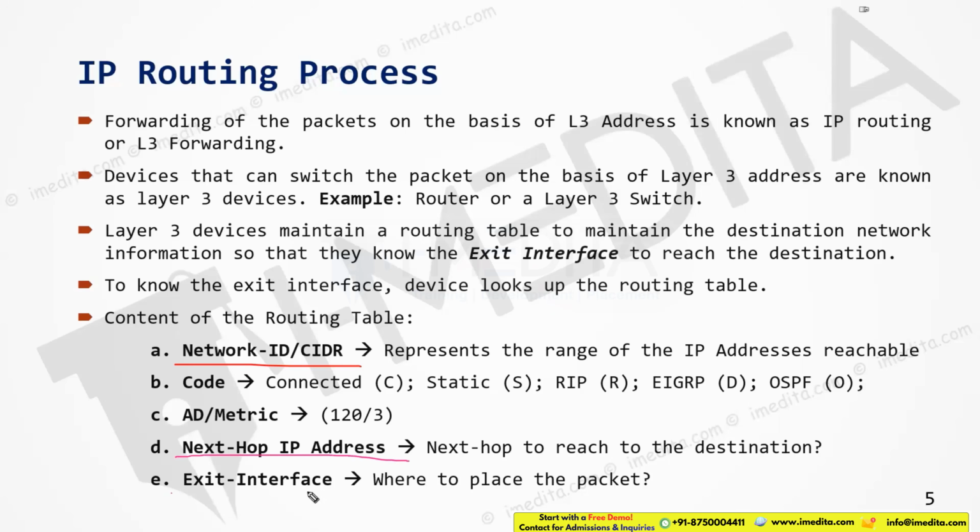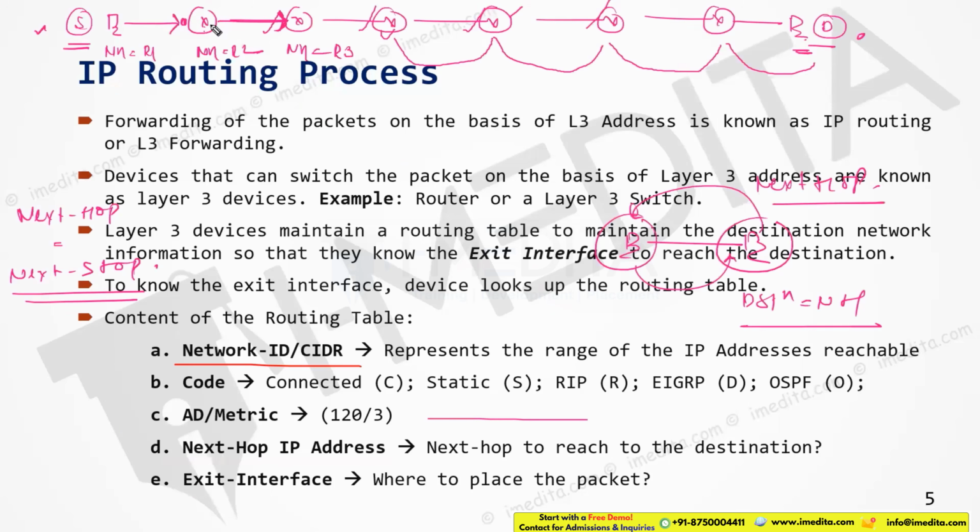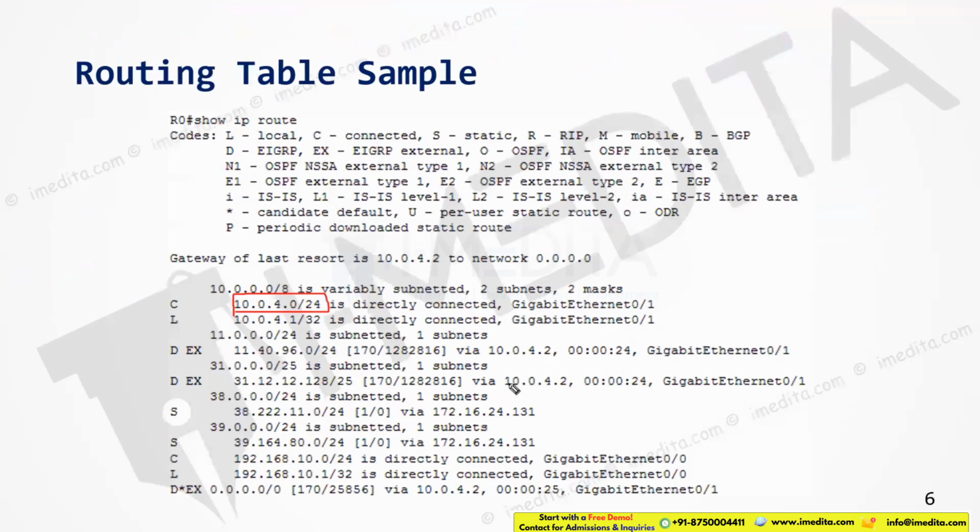Next hop IP address, the exit interface. Exit interface means, if I want to go to that destination, out of which interface should I exit? In order to go to that destination, this interface will be the exit interface, and this IP will be the next hop IP. Exit interface, next hop, exit interface, next hop. That information will be present in the routing table.